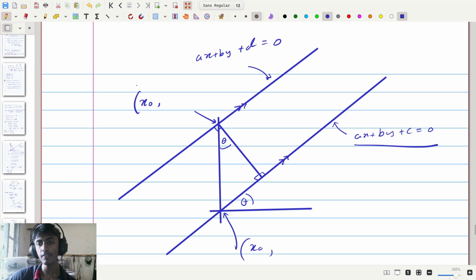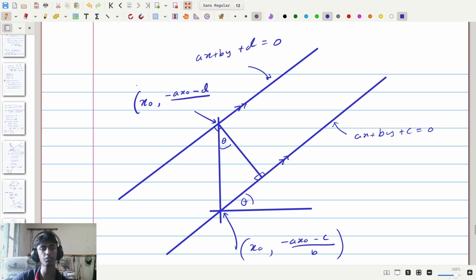However, when we rearrange this equation to get y, we know that y is going to be equal to negative ax minus c divided by b. So therefore, for this first one, its corresponding y-coordinate would be negative ax0 minus c divided by b. The second one's x-coordinate, y-coordinate correspondent would be negative ax0 minus d, instead of c, divided by b.